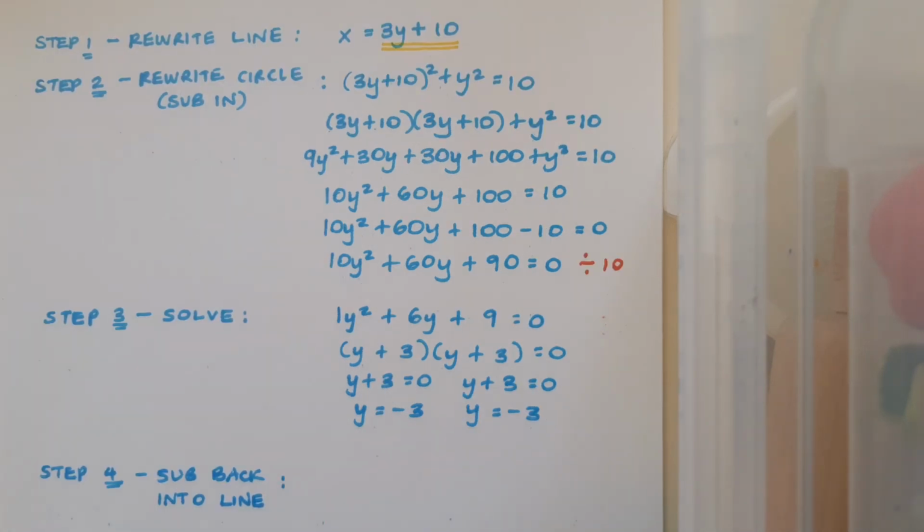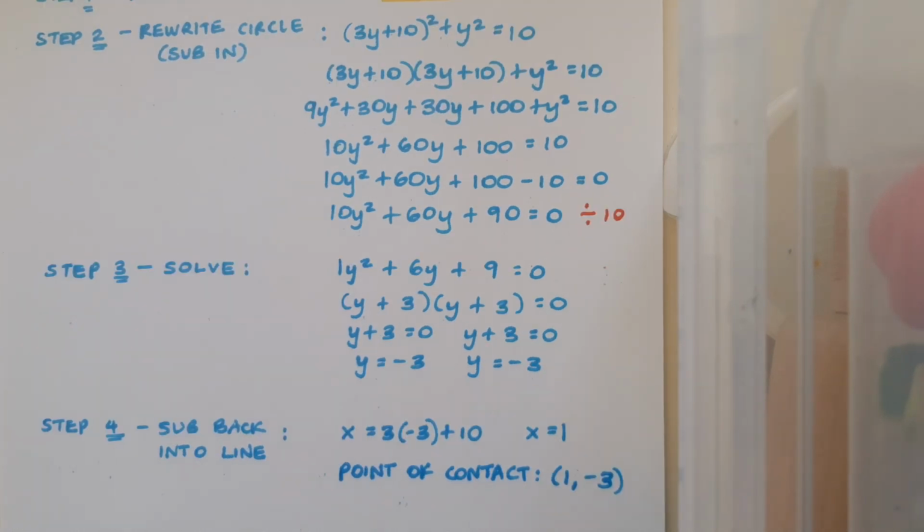So now I'll finish up with step 4, which is subbing my y value back into my line from step 1. And so in this case, when I sub in minus 3, I'm going to get x equals 1. And I get a point of contact of 1, minus 3. Don't forget that x value goes in first and the y value goes in second.